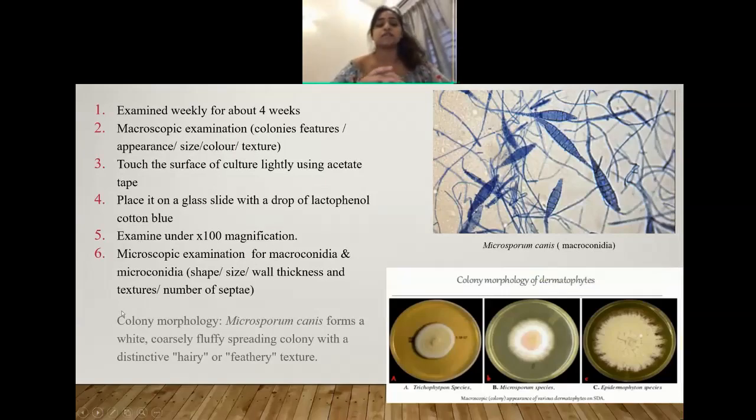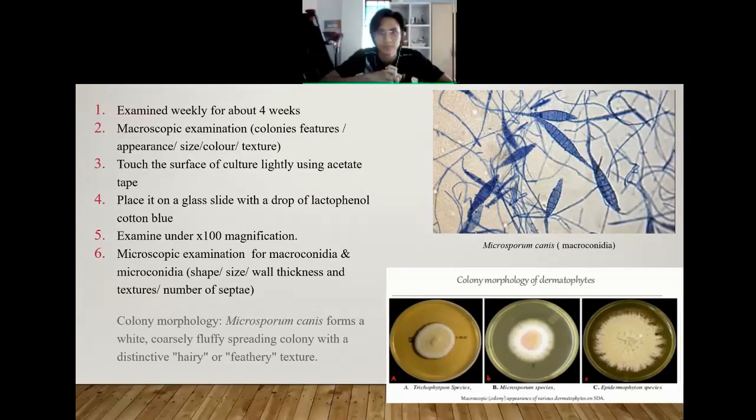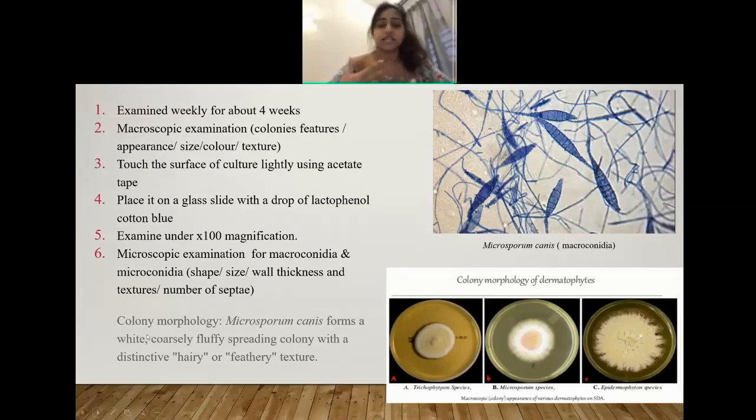Okay, so once you've put it onto a culture, you have to examine the culture plate every week for 4 weeks. Then you do a macroscopic examination where you look at the size, the color, and the texture of the colony. Next, for microscopic examination, you use an acetate tape and touch the surface of the culture very lightly. Then you put that onto a glass slide and put a drop of lactophenol cotton blue. Then you examine it under 100 times magnification and look for macroconidia and microconidia, and look at the wall thickness, the texture, the septate number, the shape, and the size.